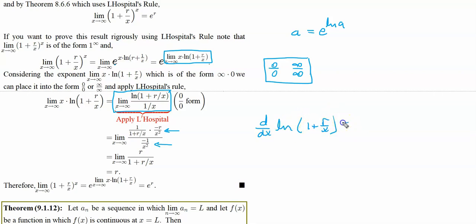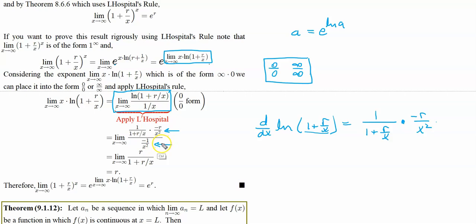You have to use the chain rule, and then you have to take the derivative of the inside here. Now the derivative of 1 is 0. The derivative of r over x is going to be negative r over x squared. And there you go. That's how you get this term right here. Derivative of 1 over x is negative 1 over x squared.